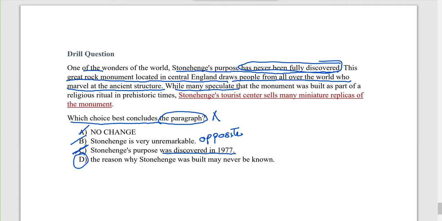The reason why Stonehenge was built may never be known. Exactly, this sentence completes the paragraph in a logical way and fits with the main point of the rest of the paragraph. So we have to go for D. Hopefully, things are better when it comes to sentence function questions. We need, again, to be flexible, open-minded. We need to read a bit extensively. That's what we have to do.